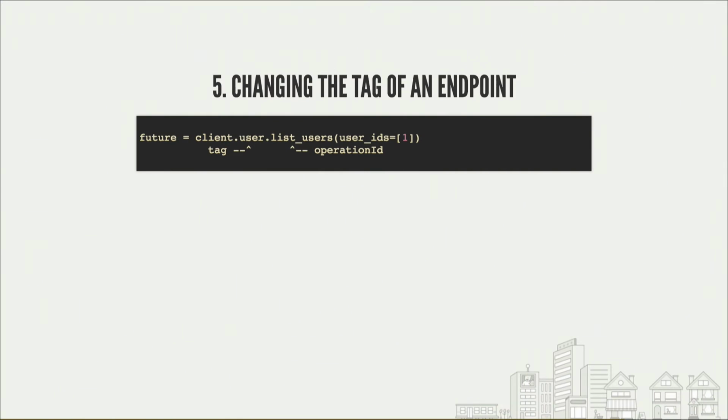Now, one of the last things I want to mention, because I find it so surprising, is changing the tag of an endpoint. I kind of glossed over this previously, but when you look at how we use the client, we say client.user.list_users. And the .user, that's the tag we gave. It's actually the first tag in the spec we gave to this endpoint, and list_users is the operation ID.